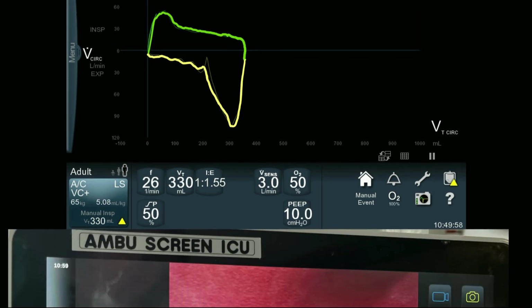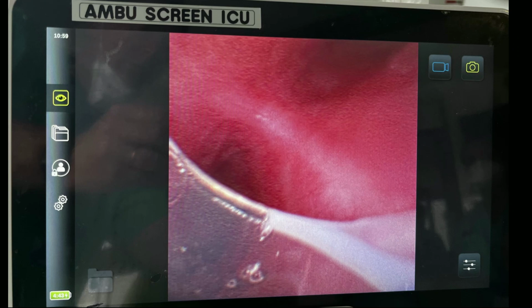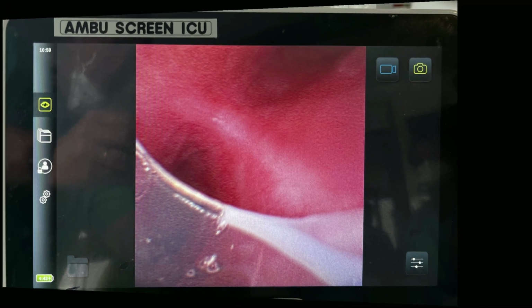So we performed a bronchoscopy. And this is after we pulled the endotracheal tube back. You can see that the tip of the tube was at the carina and it was partially obstructed. When it was withdrawn, the inspiratory component of the increased resistance disappeared from the volume pressure curve.